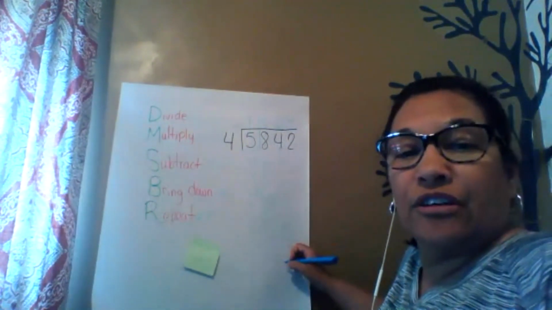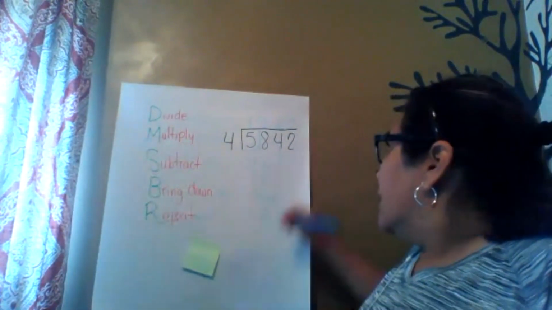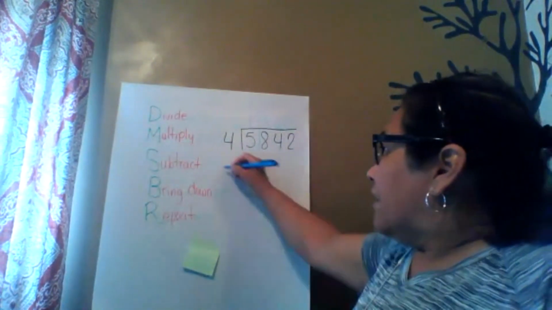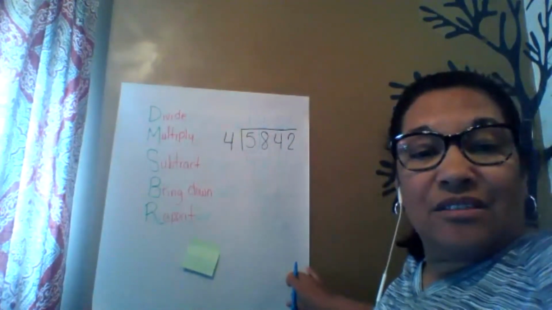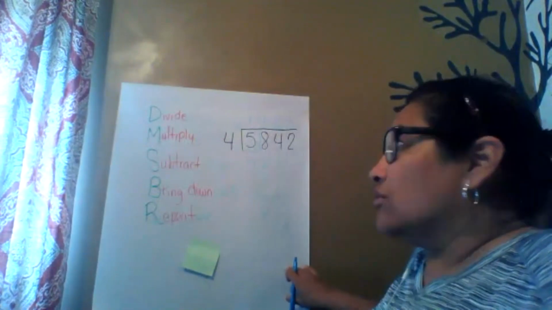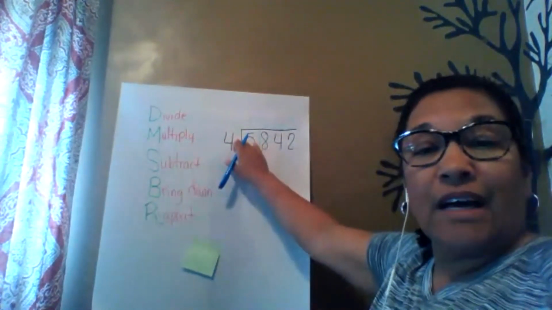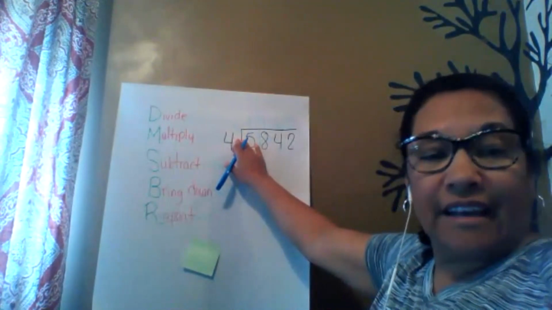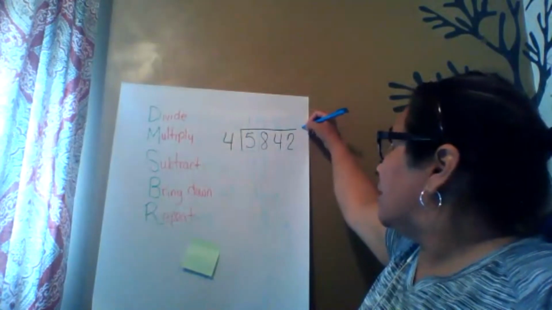Good job, Turner, AJ, John, Joshua. 2. Do we have anything to be brought down? No. But we still have this 2. Is this 2 smaller than your divisor? Yes, Natalie's shaking her head. So 2 becomes your remainder.